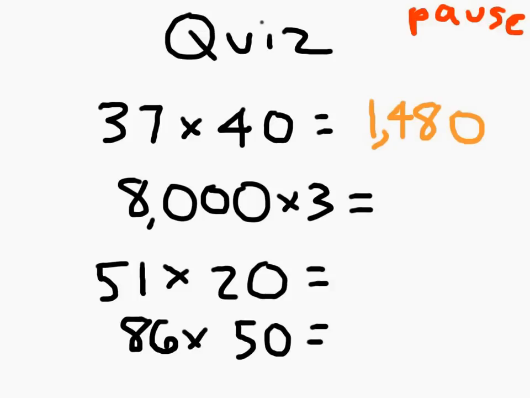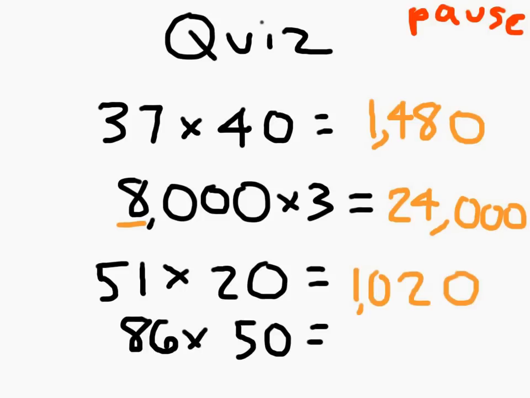There's that first answer there. Our second problem was back to the beginning of the video where we had 8 times 3 as our basic fact, and since we were talking about thousands, we had to place 3 zeros. Did you get that same answer, 1,020? Read the problem with me. 51 times 20 equals 1,020.